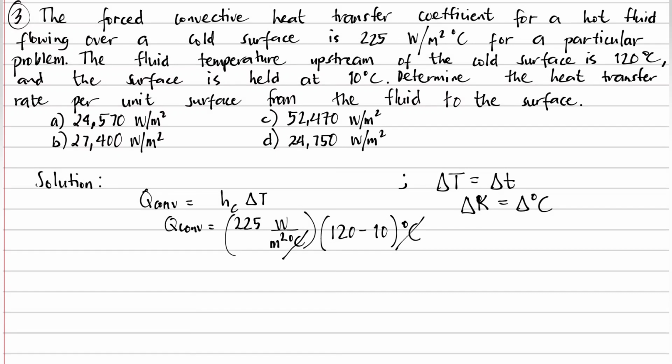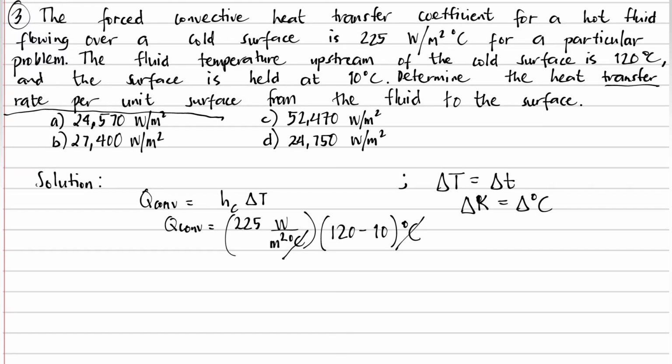Bakit nga ba wala tayong given na area? At bakit sinolve natin siya ng H sub C na minultiply lang kay delta T? Kasi kung makikita nyo, ang hinihingi sa atin sa problem ay heat transfer rate per unit surface. So, ibig sabihin, merong denominator na area. So, since walang binigay na area, automatically, ang magiging unit mo dyan is watts per square meters.